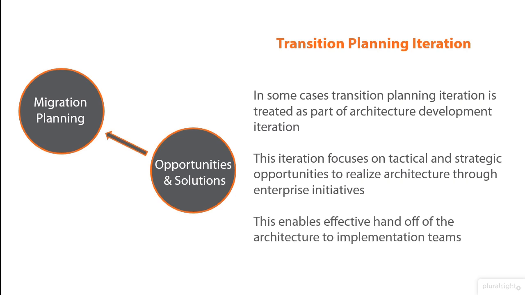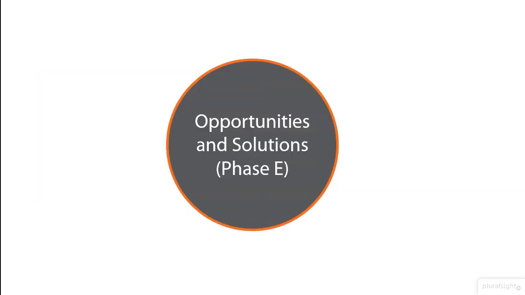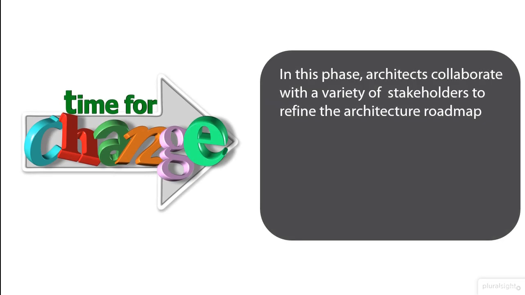Now let's look at each of the phases in the transition planning iteration. Phase E is referred to as the opportunities and solutions phase, and this is the first of the two phases through which architecture is moved from an abstract and conceptual level towards implementation. In this phase, architects collaborate closely with stakeholders, which includes but is not limited to the sponsors, the target consumers, the impacted teams, the implementers, operations, and change management.